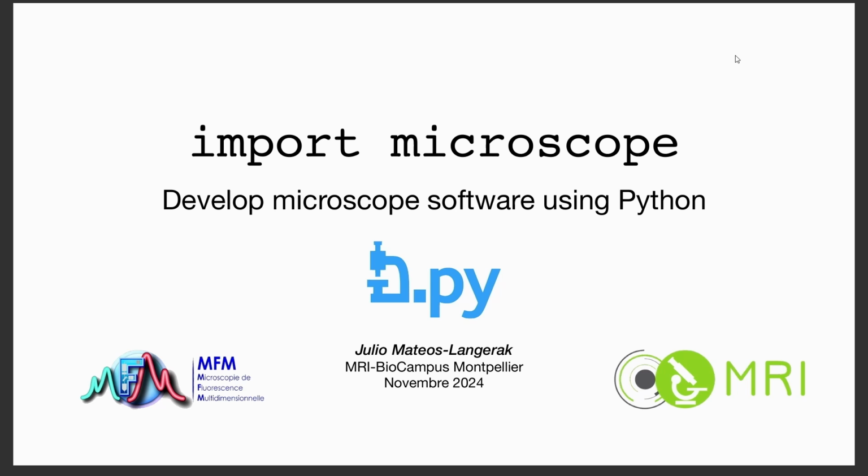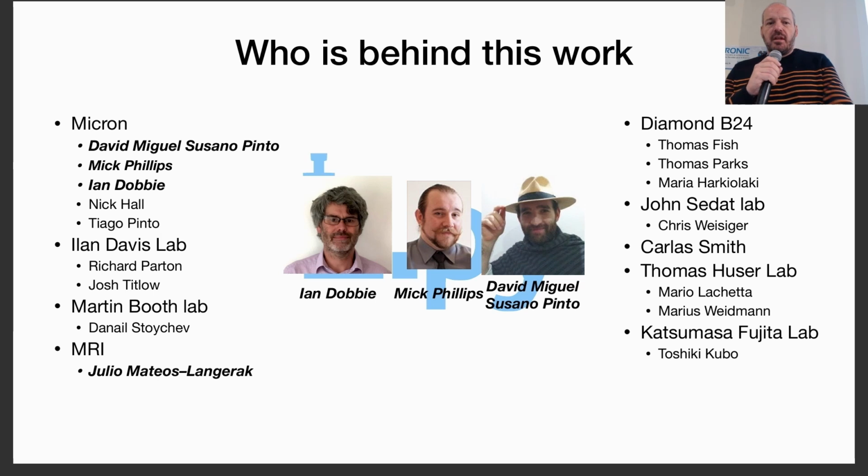My name is Julio Mateo, and I'm working in Montpellier. I'm going to talk about Python Microscope, which is a Python library for controlling microscope devices. It has been developed over the years by quite a few people, but mainly Ian Dobby, Mick Phillips, and David Miguel Susano Pinto, mainly at the University of Oxford. I also work on the project.